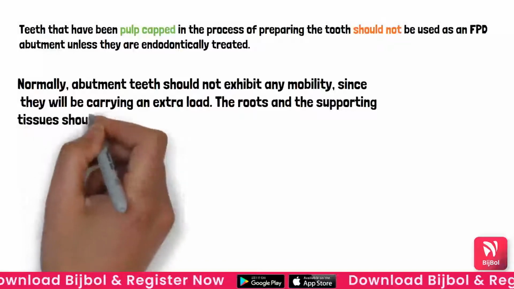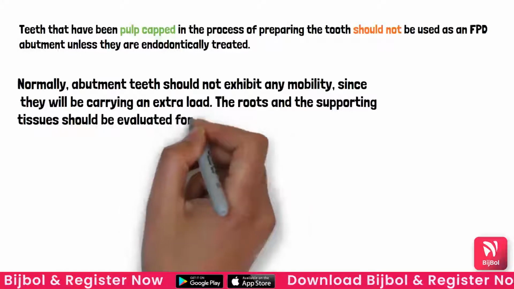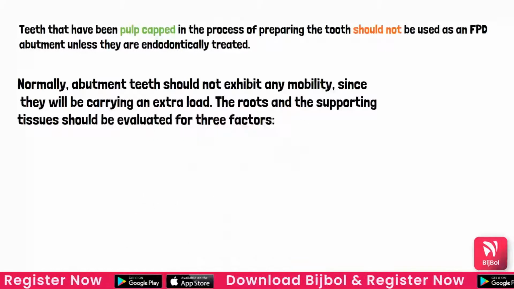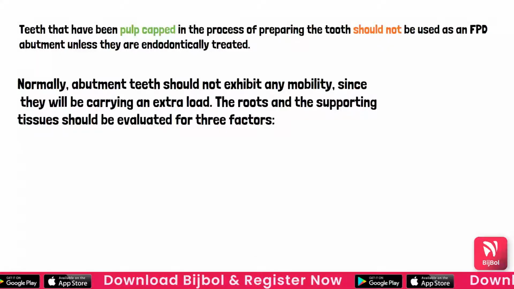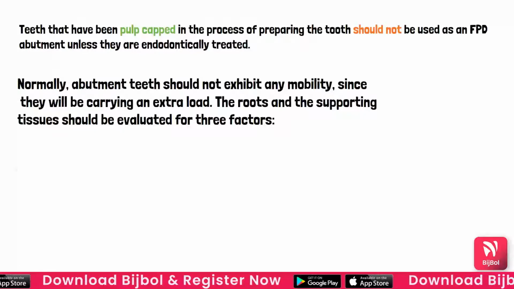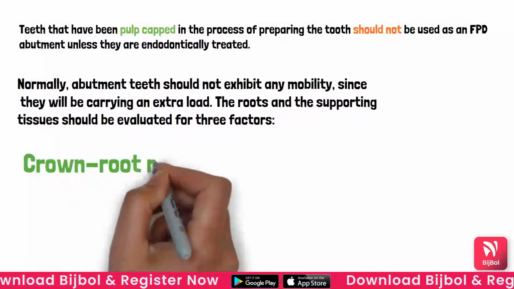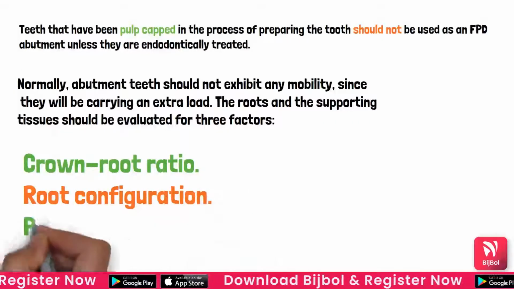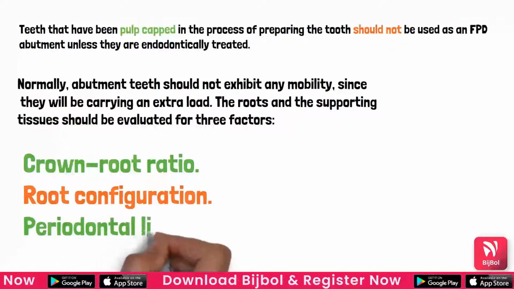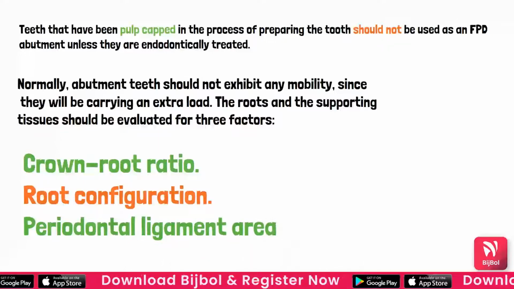The roots and the supporting tissues should be evaluated for three factors. Now what are those three factors? We are looking at the crown root ratio, we are also looking at root configuration, and we are also looking at the periodontal ligament area. Now these are the three factors.